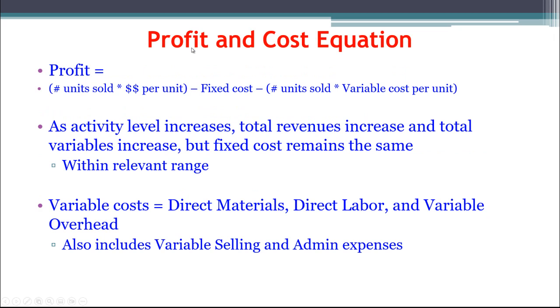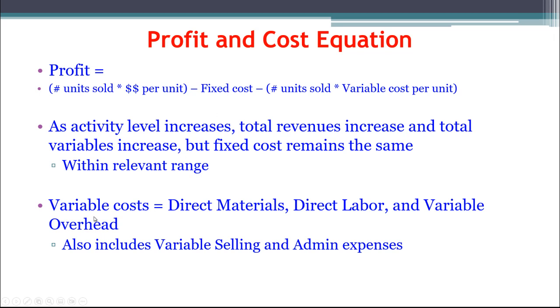Now we're going to take a look and dig into the profit and cost equations. Profit is going to be defined as the number of units sold multiplied by the dollar amount sales price per unit. That's our revenue, minus all the costs: minus fixed cost, minus variable cost, which is the number of units sold multiplied by the variable cost per unit. That's how we define profit. As activity levels increase, then obviously the revenues are going to increase and the total variable costs will increase, but the fixed costs within our relevant range will stay the same.